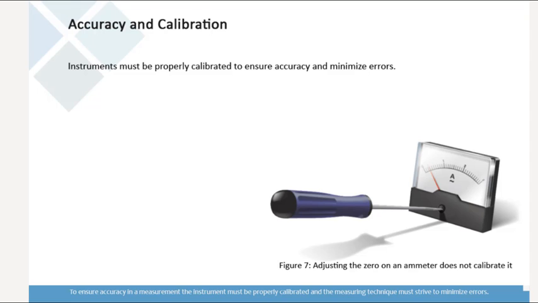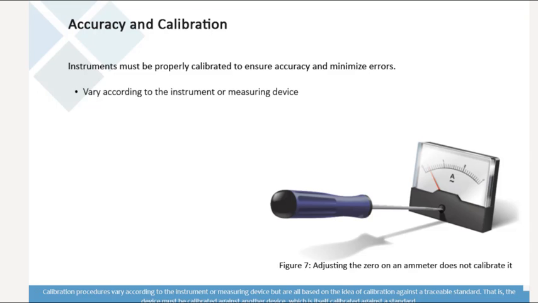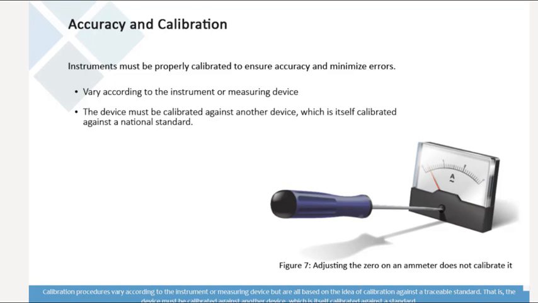To ensure accuracy in a measurement, the instrument must be properly calibrated and the measuring technique must strive to minimize errors. Calibration procedures vary according to the instrument or measuring device but are all based on the idea of calibration against a traceable standard. That is, the device must be calibrated against another device, which is itself calibrated against a standard. Eventually all calibration can be traced through to a national standard.